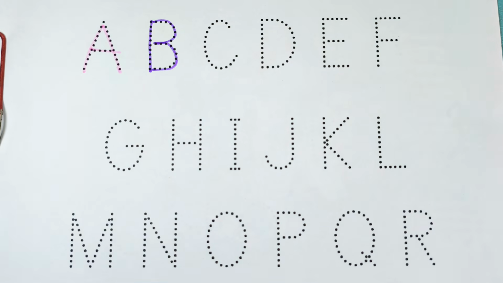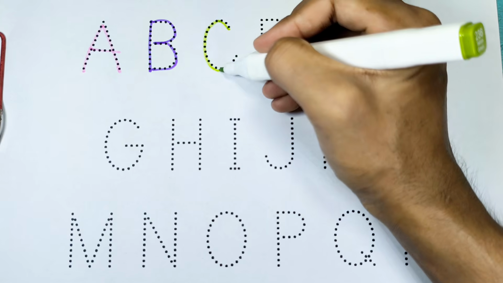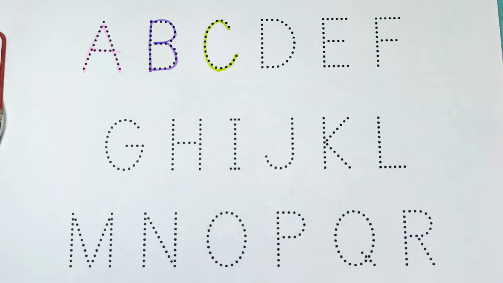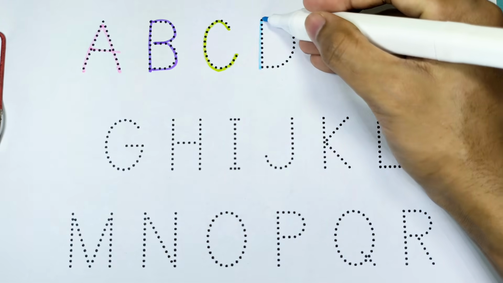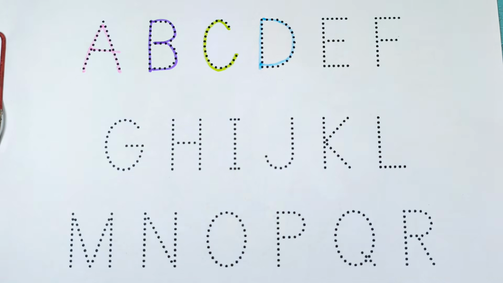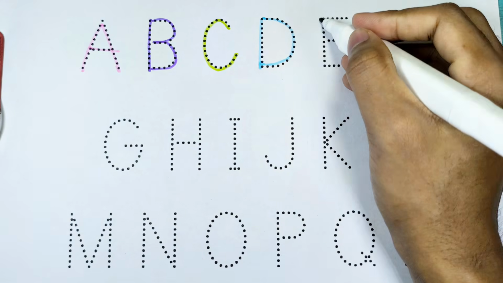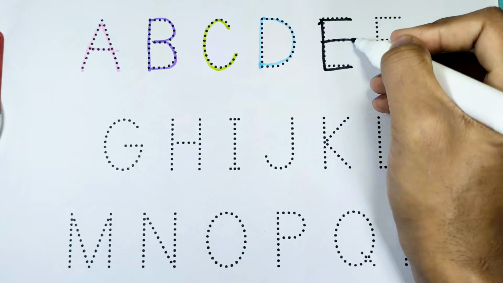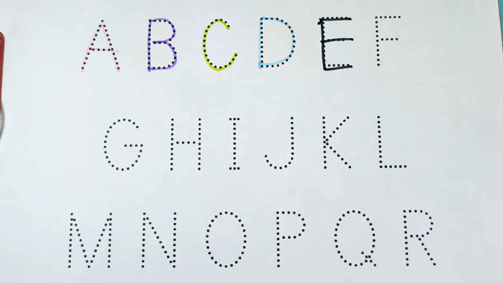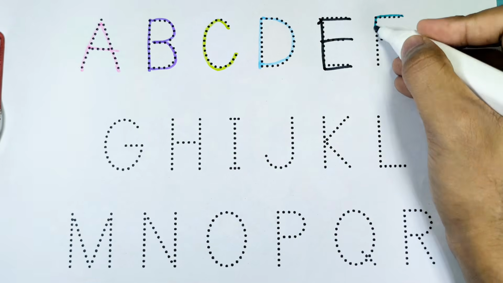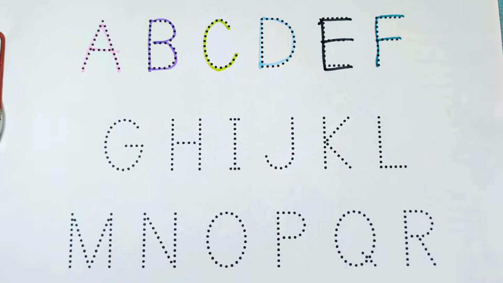The next one is C. C for cow, C for cat. Now we're writing the alphabet of D. D for dog, D for doll. E for elephant. Forest green color. F. F for fish.